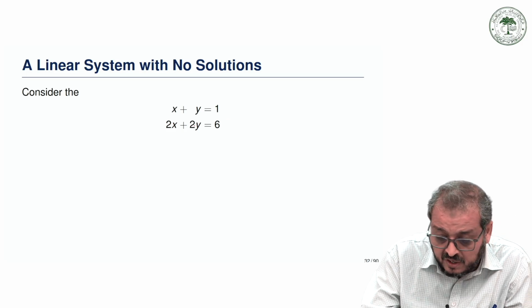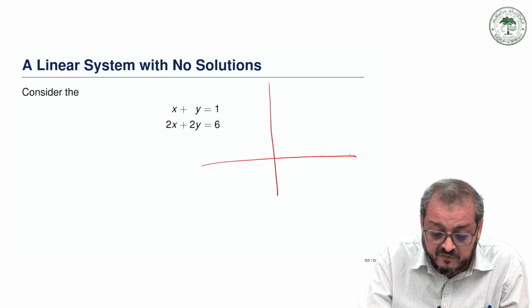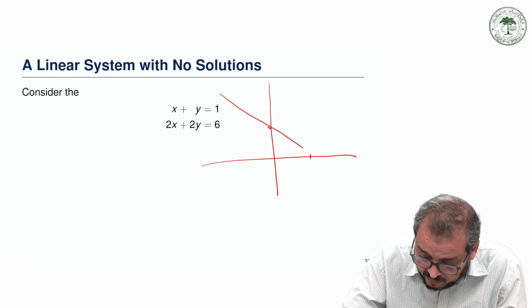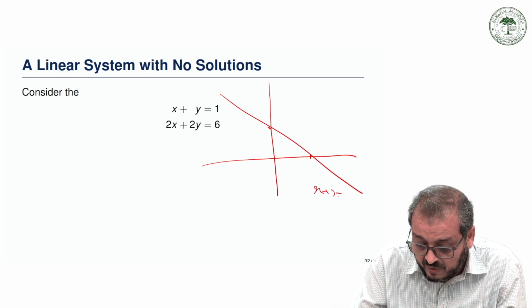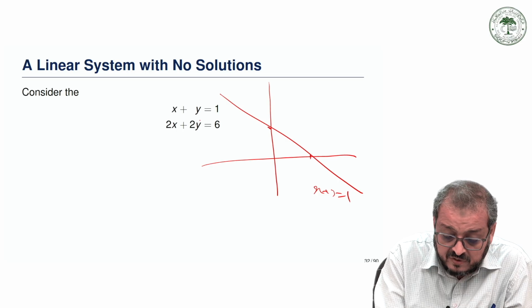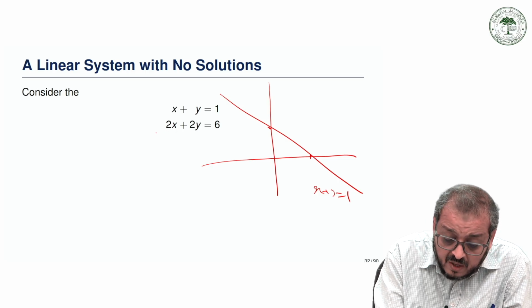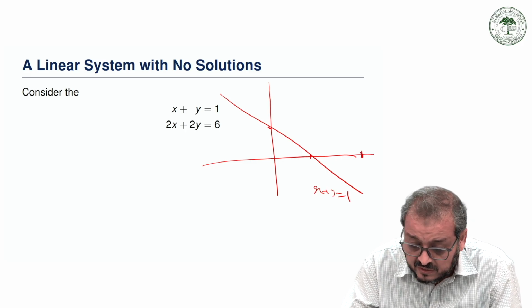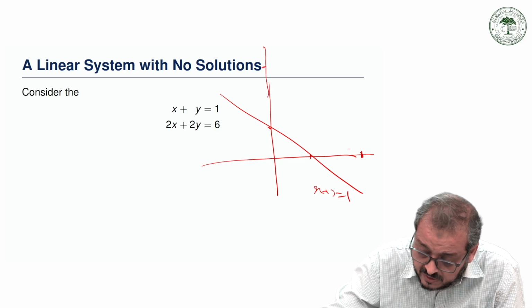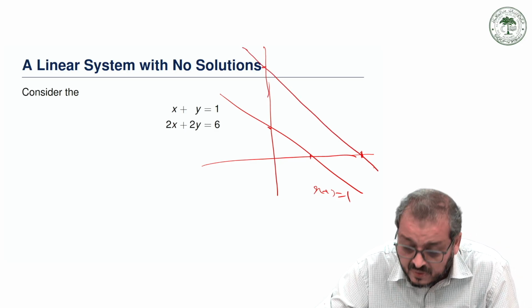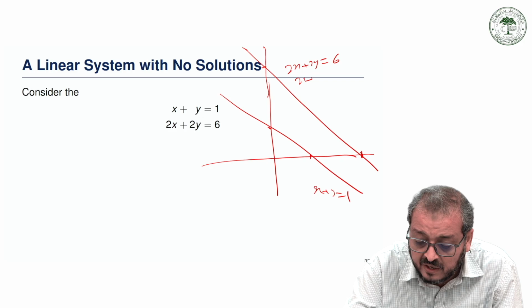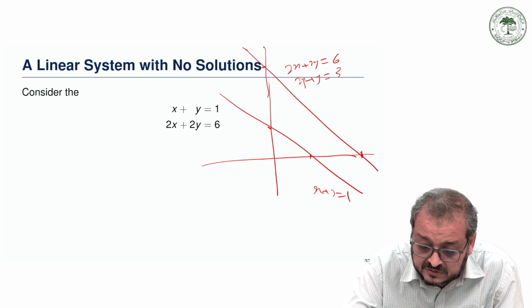If we look at it geometrically, x plus y is equal to 1 is one line, where x is equal to 1 and y is equal to 1. Then we have another line where x is equal to 3 and y is also equal to 3, which is the equation 2x plus 2y is equal to 6, or x plus y is equal to 3.